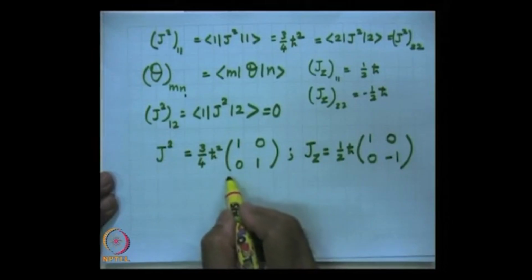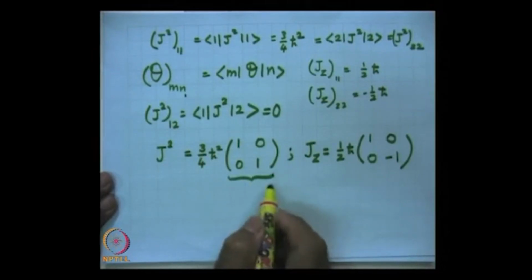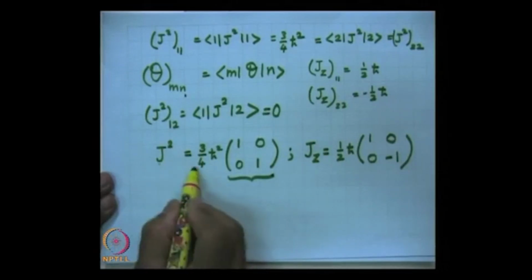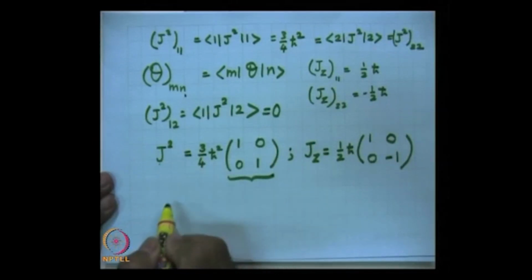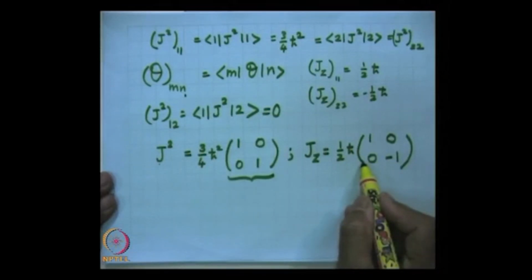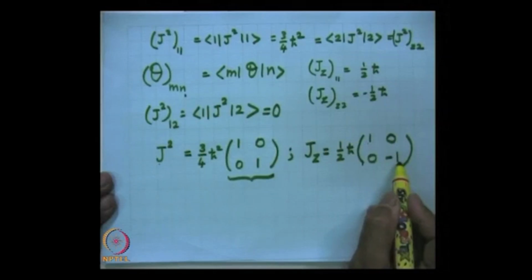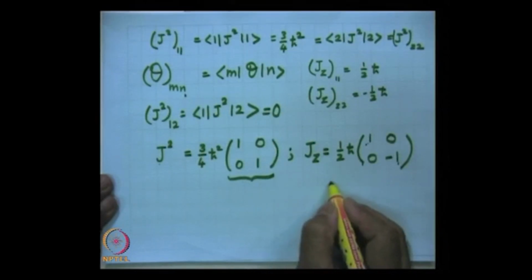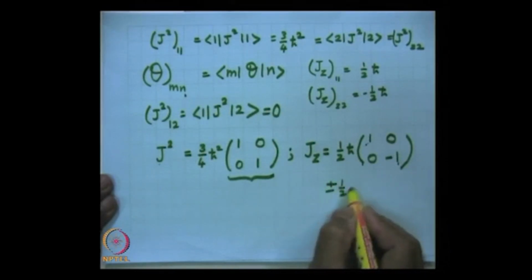Notice that the eigenvalue of this matrix is just 1. So, the eigenvalue of this operator is just 3 by 4 h cross square. The eigenvalues of this matrix for J z are 1 and minus 1. So, therefore, the eigenvalues of J z are plus half h cross and minus half h cross.